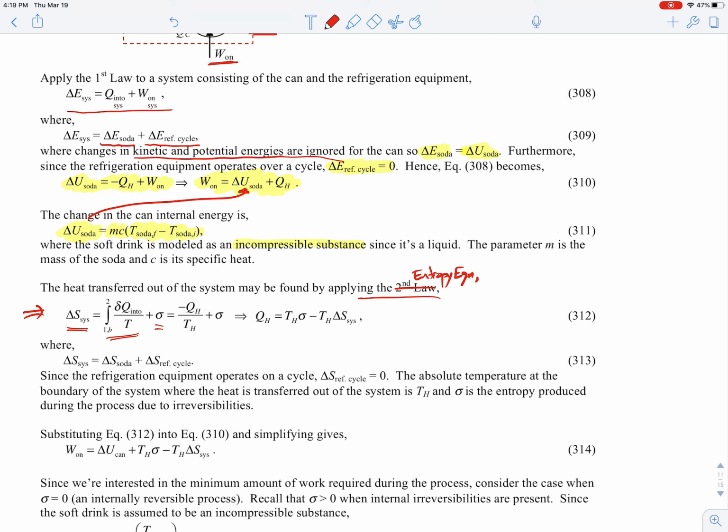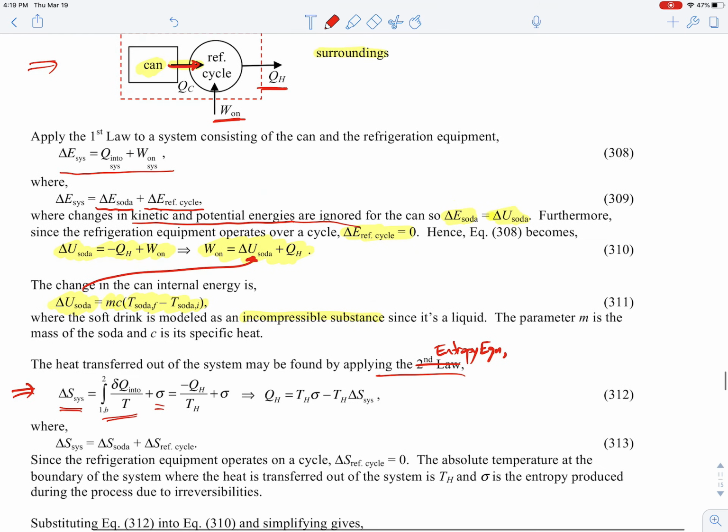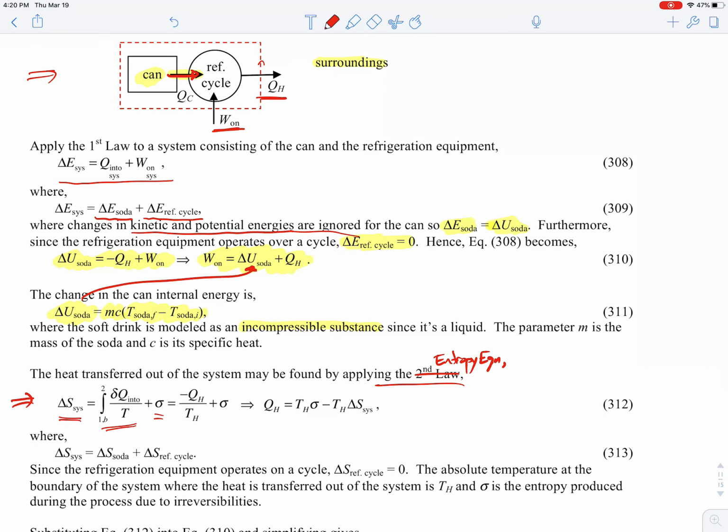State 1 is our initial case, and state 2 is our final case. As far as that integral, we only have one place where heat is coming into or out of our control volume, and that's, let me go back up to the picture, it's right here. So there's only one place where heat transfer is occurring, and that heat transfer there is QH.